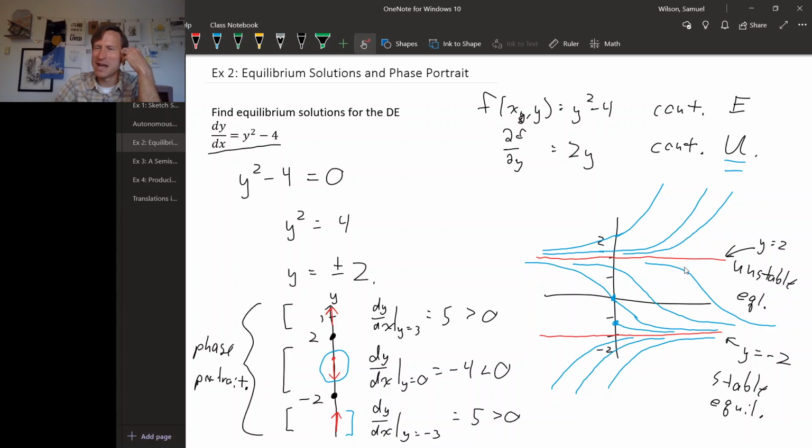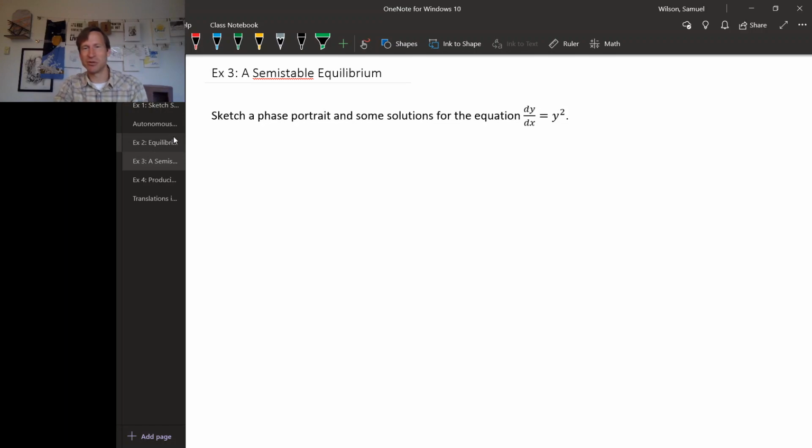Of course, stable equilibria draw solutions closer on both sides, and unstable equilibria drive things away on both sides. You might wonder, is it possible for an equilibrium to draw solutions closer on one side but drive them away on the other? And that is possible. That's what's called a semi-stable equilibrium.